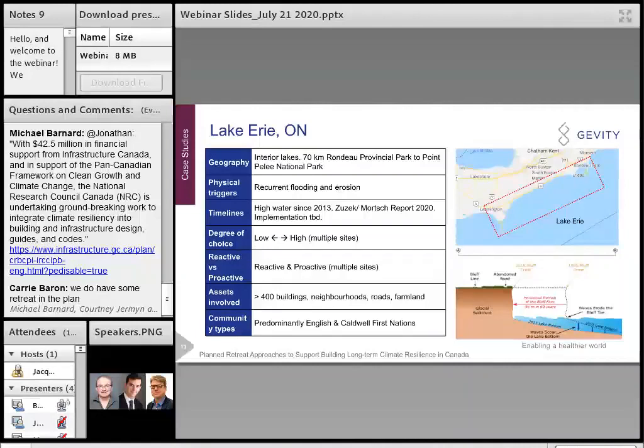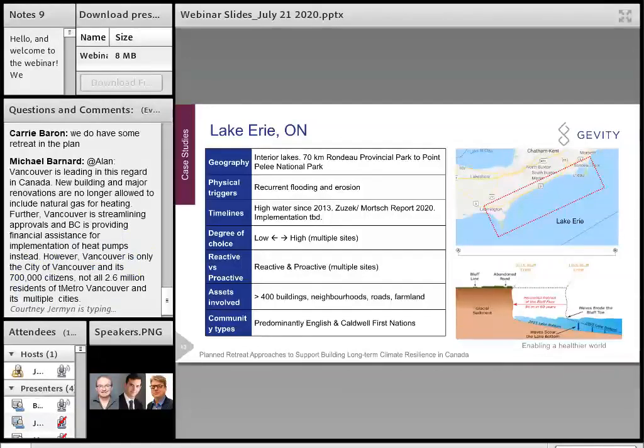The second case study is actually a series of case studies in one geographic area, the North Shore of Lake Erie. And basically, we looked at an area from Rondeau Provincial Park to Point Pelee National Park, about 70 kilometers, where there are multiple sites of recurrent flooding, recurrent erosion, affecting, in some cases, homeowners or houses, in other cases, farmland and linear infrastructure like roads and highways.